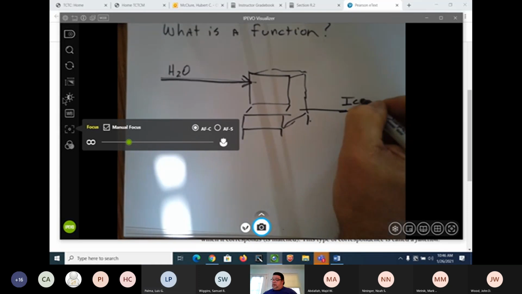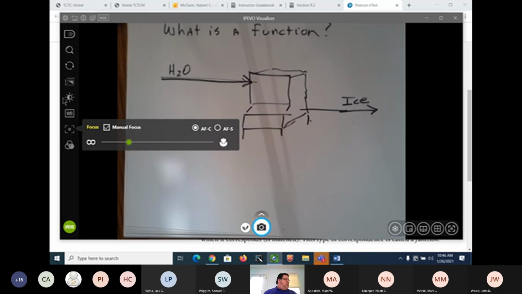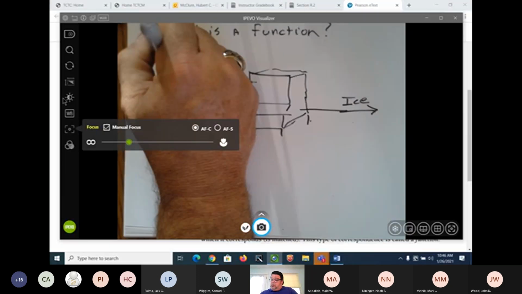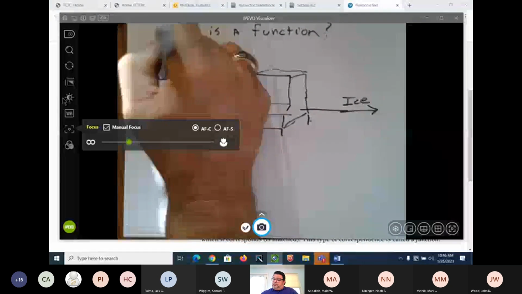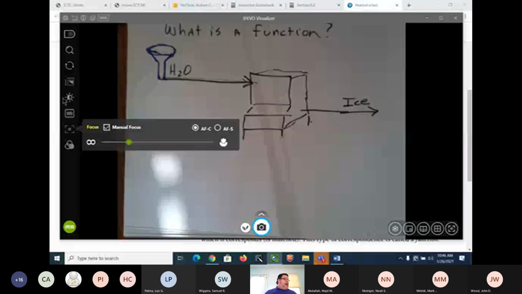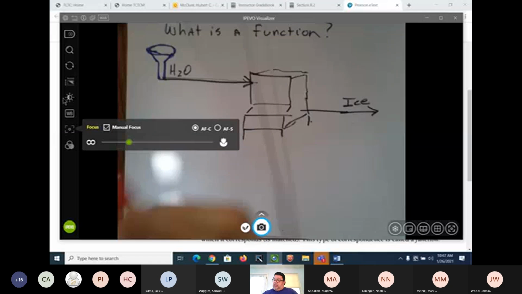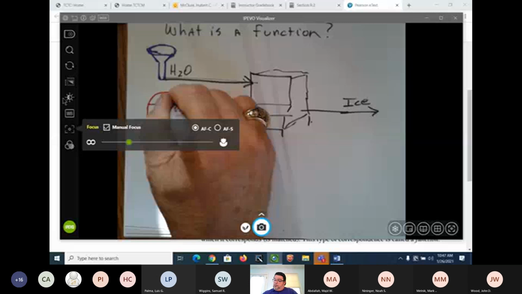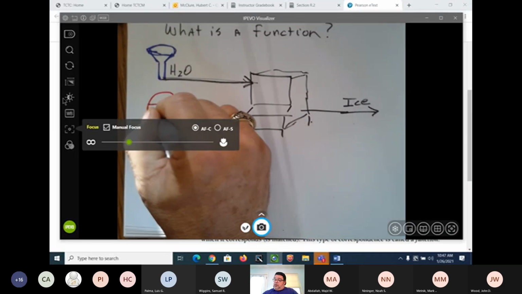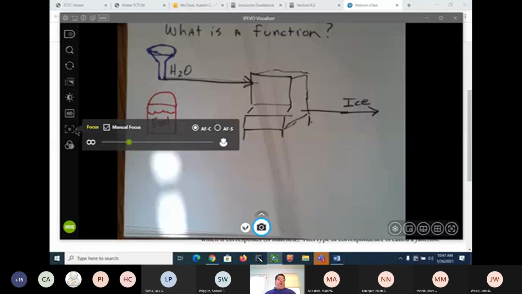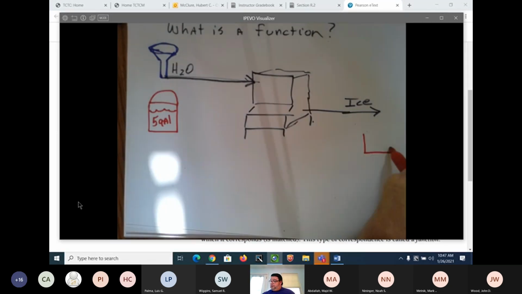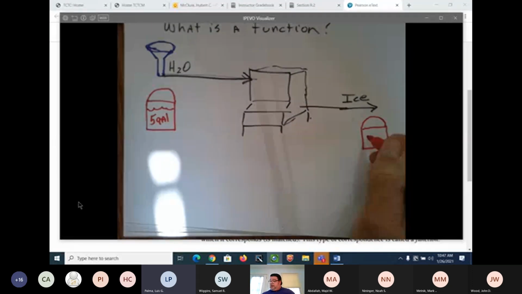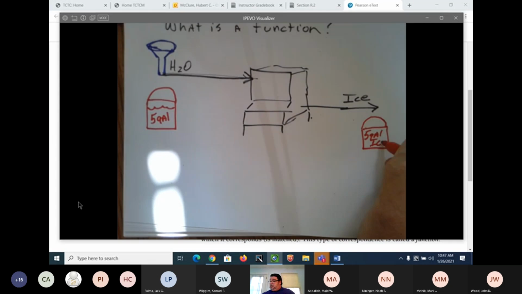Ice. Well, not that y'all know what a funnel is, but let's say that I take a funnel and put it in instead of a water spigot, and I pour in 5 gallons of cherry Kool-Aid. If I put in 5 gallons of cherry Kool-Aid, what am I going to get out on this end? Cherry Kool-Aid ice. I'm going to get 5 gallons of cherry Kool-Aid ice.